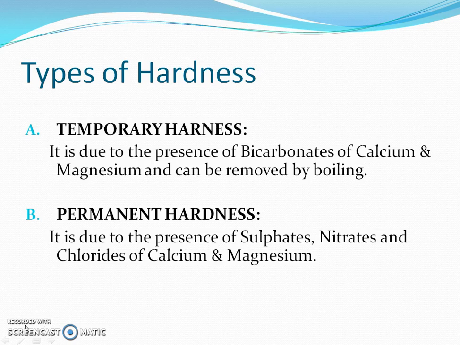Permanent hardness is due to the presence of soluble sulfates, nitrates, and chlorides of calcium and magnesium. This type of hardness cannot be removed by mere boiling of water.